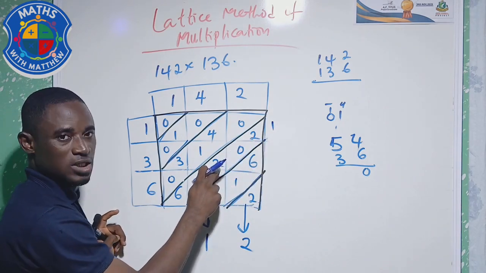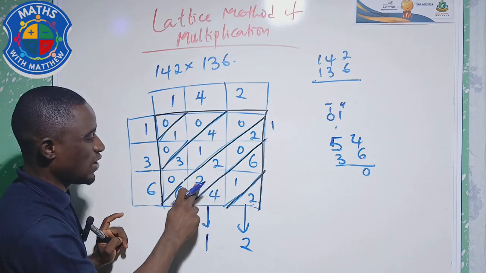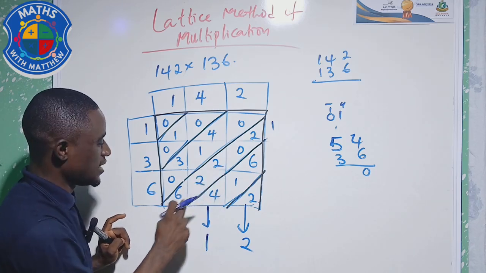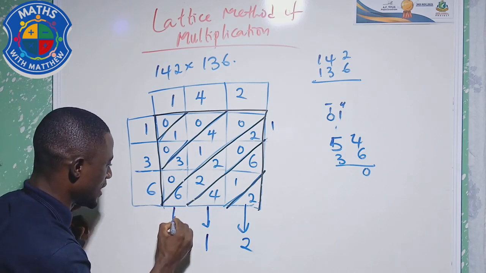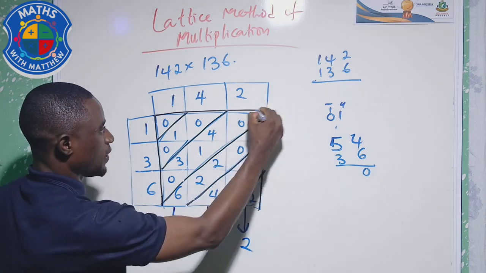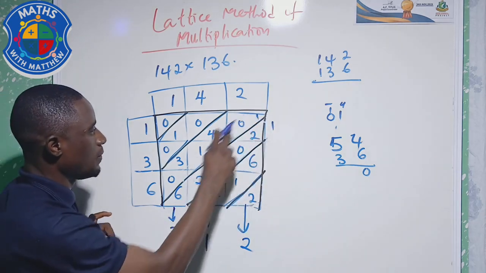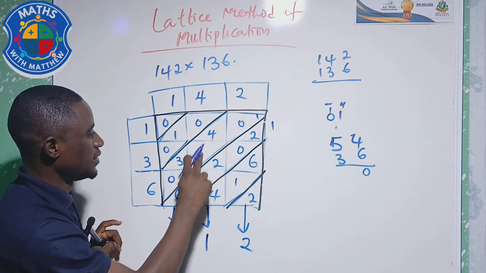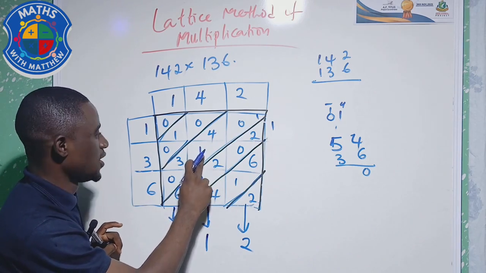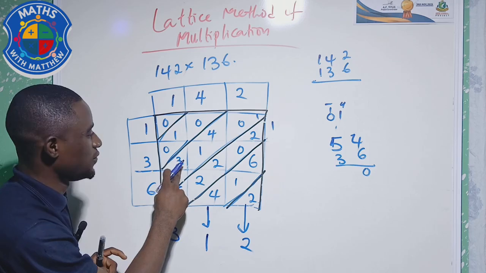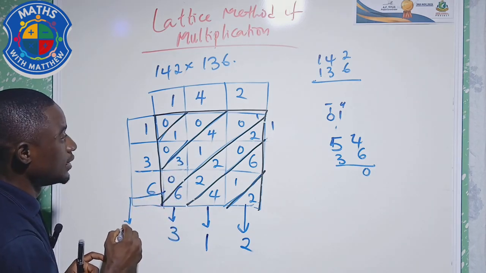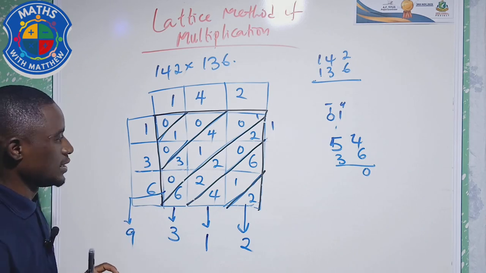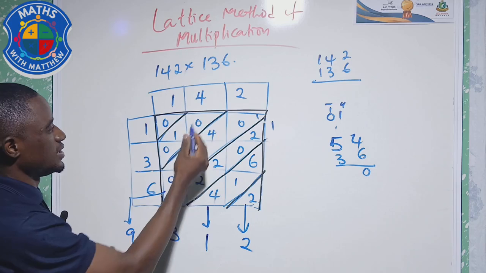3 plus this gives us 5. 5 plus this gives us 7. 7 plus this gives us 13. So here I'm writing 3, and I'm keeping 1 for the next one. So 1 plus 4 gives us 5. 5 plus 1 gives us 6. 6 plus 3 gives us 9. So the next one here, we have 9, right? I'm not adding anything here.